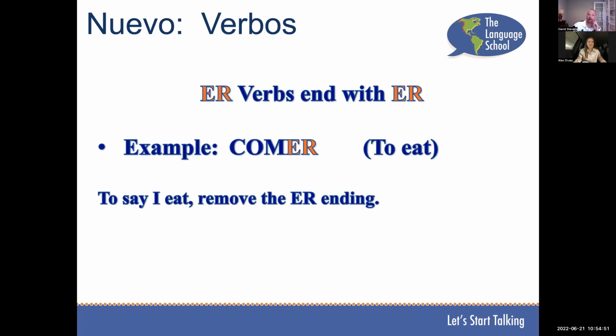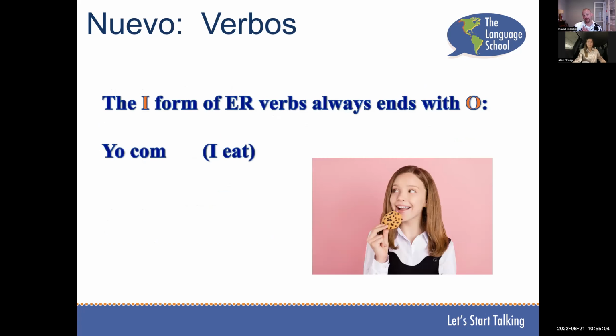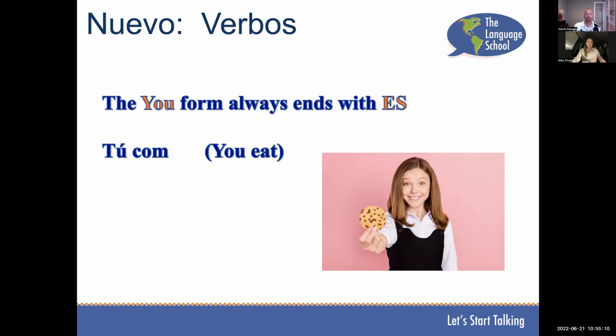Perfecto. All right, now we've got what we call an ER verb, comer, because it ends with ER. Again, to say I eat, we start by taking away that ER ending. We get our base, com, and we're going to add back O again to say I eat, yo como. So that O is essentially always representing the I form of the verb. The you form this time is with an ES because it's an ER verb. Tú comes.